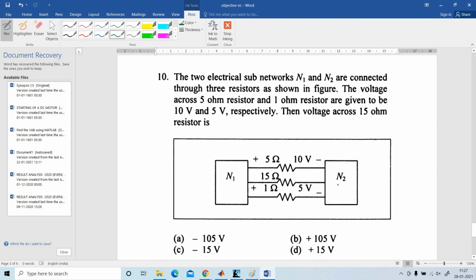Next I am going to explain problem number 10. The two electrical subnetworks N1 and N2 are connected through 3 resistors as shown in figure. The voltage across 5 ohm resistor and 1 ohm resistors are given to be 10 volt and 5 volt respectively. Then voltage across 15 ohm resistor. So first of all I am going to find out the current flowing through. I0 plus I1 plus I2 equal to 0. Take this as I0, this is the current I1, this is I2.